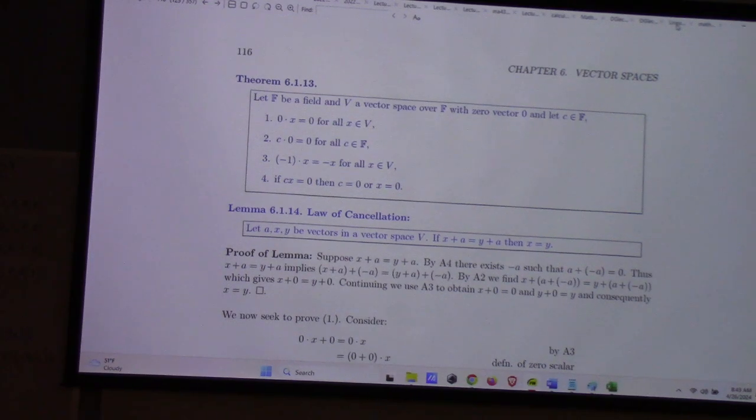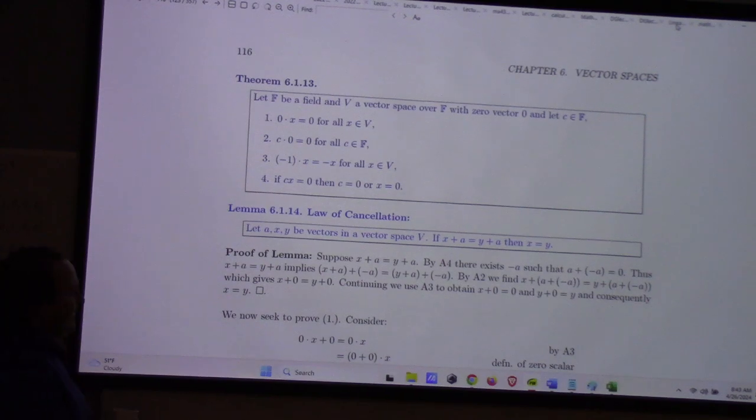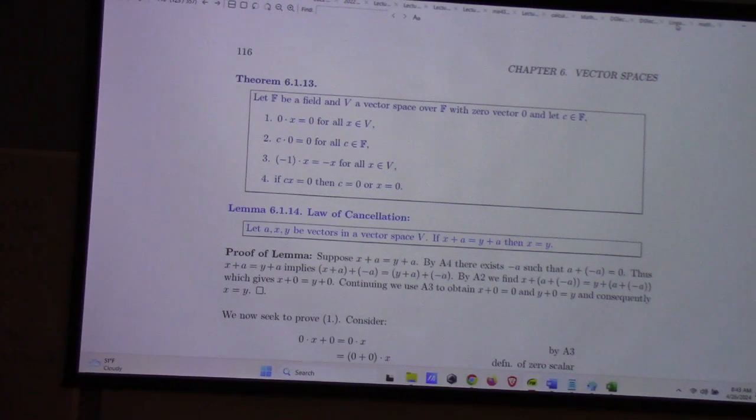0 times a vector is 0. 1 times a vector is the vector. Minus 1 times a vector is the additive negation of the vector. If you've got a constant times a vector equal to 0, either the constant is 0 or the vector is 0. We've used all of these things in the context of column vectors at some point or another this semester.